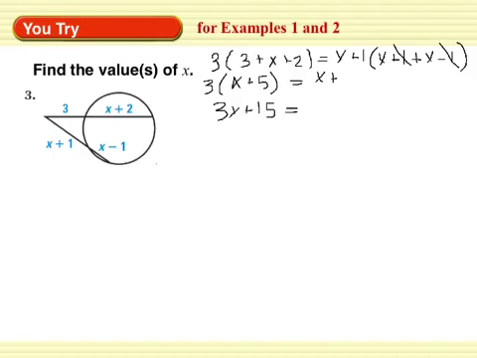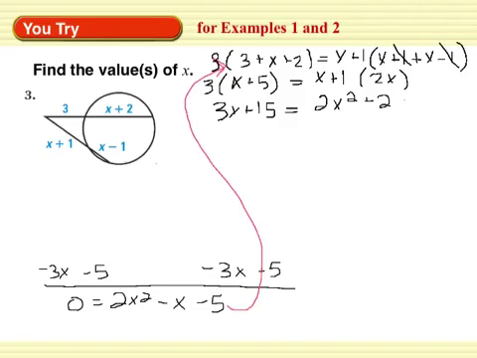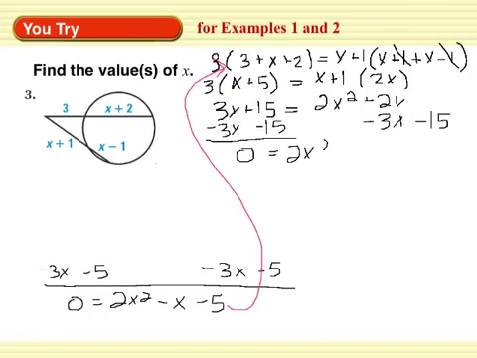I get x plus 1 times 2x, which gives me 2x squared plus 2x. Okay, I have an x squared in this problem, so I know I need to use the quadratic formula, which we'll go over. But when I use the quadratic formula, I need a 0 on one side of the equal sign and all the numbers on the other. So I'm going to subtract a 3x, and I'm going to subtract a 15. That leaves me with nothing over here. 2x squared minus x minus 15 over there.